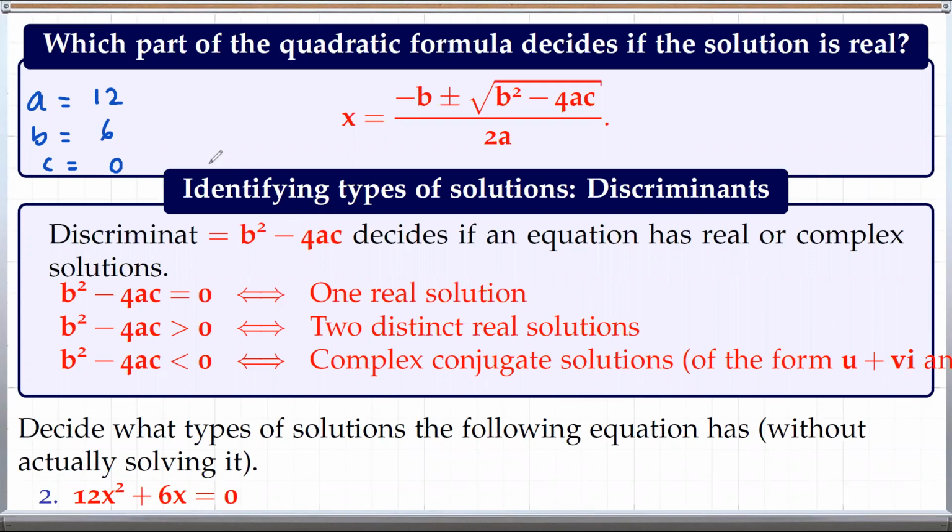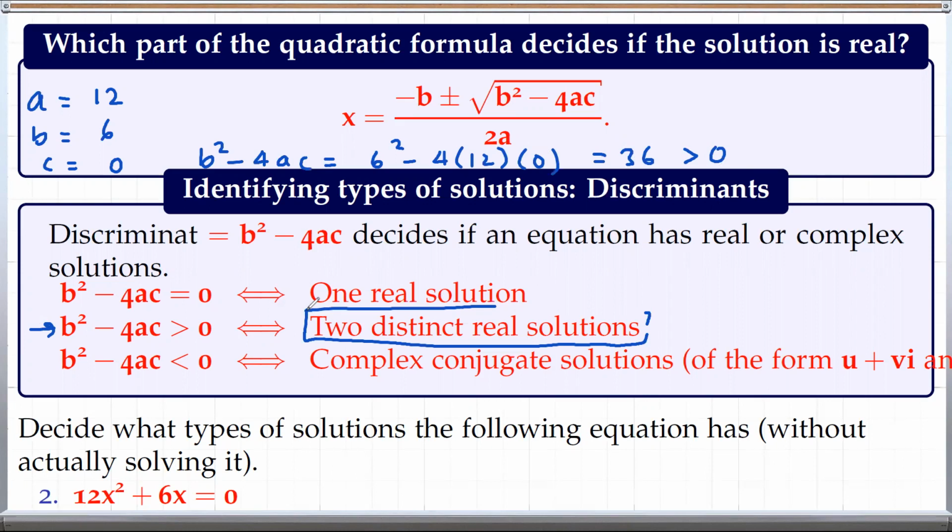The next step, we just calculate the discriminant b squared minus 4ac. So that will be 6 squared minus 4 times 12 times 0. This is simply 36, which is definitely positive. So we are in the second case over here. So we must have two distinct real solutions for this equation. That means two distinct x-intercepts when you graph the function 12x squared plus 6x.